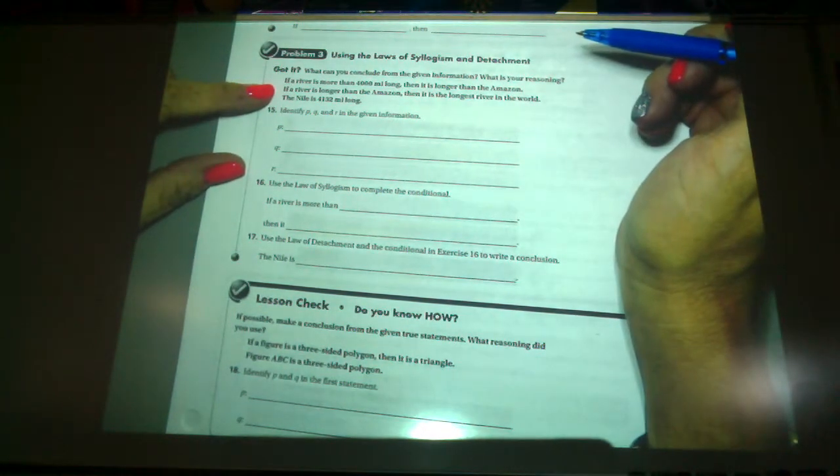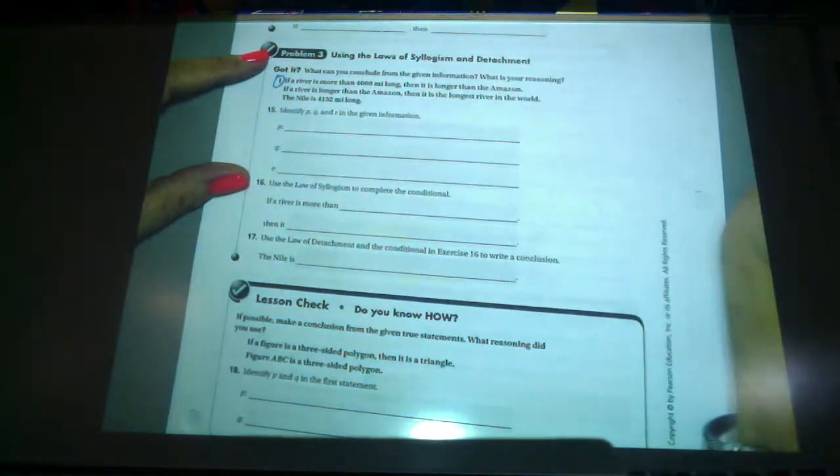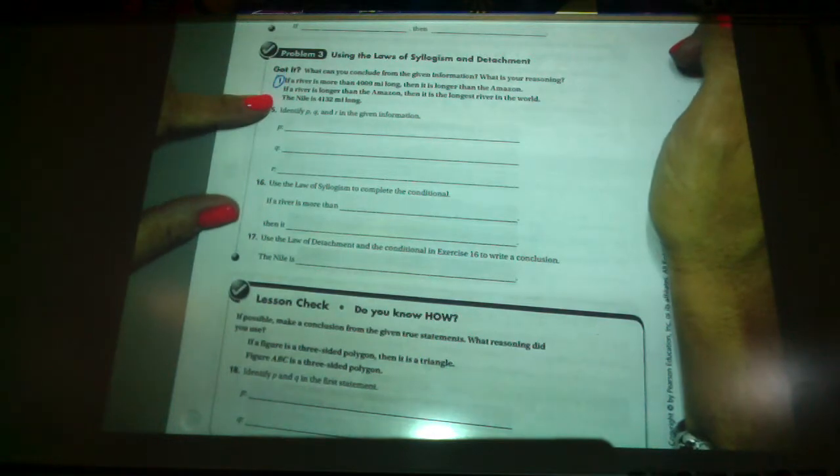If a river is more than 4,000 miles long, then it is longer than the Amazon. So that's statement number 1. Is that a full conditional or partial? It's a full conditional. Then statement 2, if a river is longer than the Amazon, then it is the longest river in the world. So that's statement 2. Full conditional or partial?